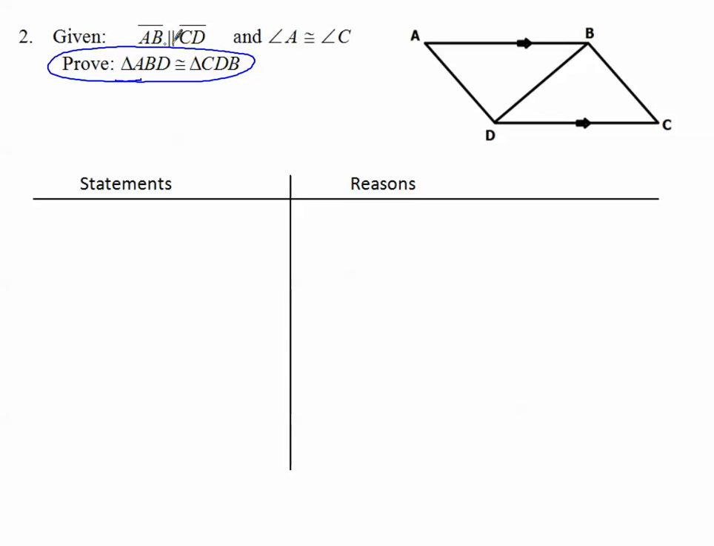Now, information that's given to us is stuff that we get to use without having to think about why it's true. This is just given to us. Let's put it in the picture to help us figure out how to prove the triangles are congruent. Segment AB is parallel to segment CD. Well, we put the arrows to show parallel. Arrow and arrow for segment AB and segment CD. Angle A is congruent to angle C. Let's mark that in the picture.